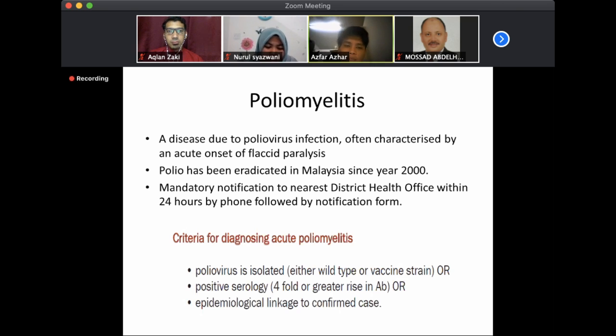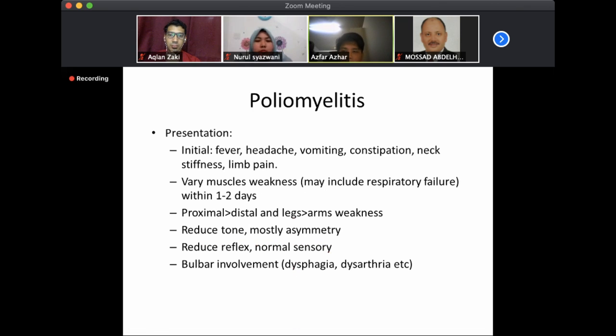Okay, so criteria for diagnosing acute poliomyelitis. So poliovirus is isolated, either wild type or vaccine strain, or positive serology, fourfold or greater rise in antibodies, or epidemiological linkage to a confirmed case. Okay, this is the criteria.